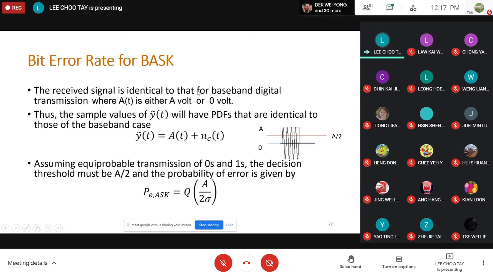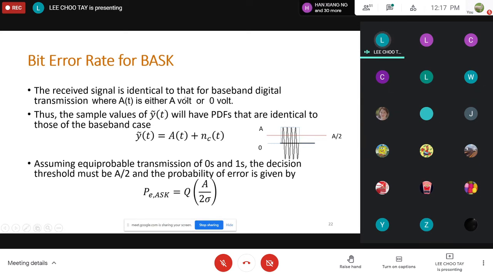It's very similar to the OOK baseband signaling. So the amplitude can either be A volt or 0 volt, right? A is to carry a binary 1, 0 volt is to carry binary 0. So it's very similar to the baseband. Therefore, the sampled value Y(T) will have the identical PDF to the baseband OOK case.